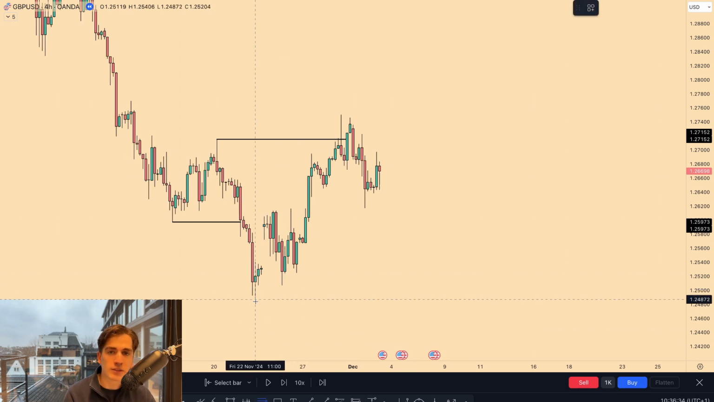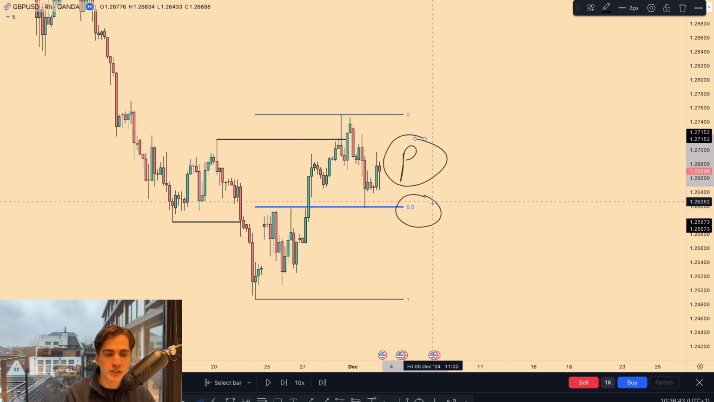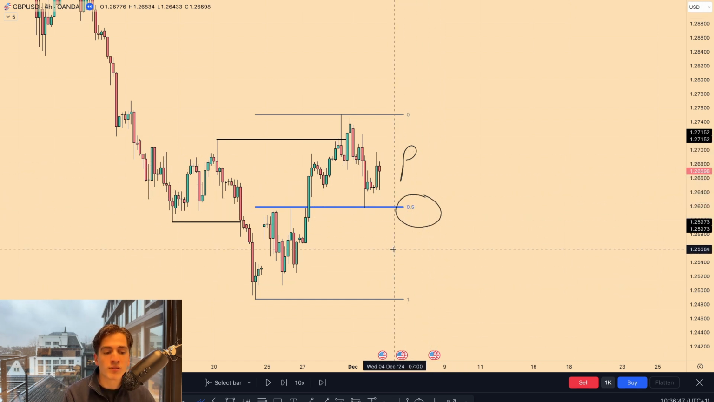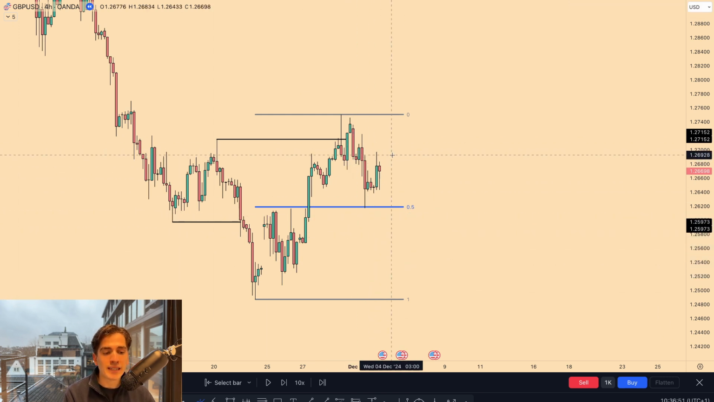And this straight away is going to be your second piece of confluence, which is called the PVD. And the PVD is very simply said premium versus discount. So everything above the 0.5 fib is your premium, and inside premium you're always happy to sell. Everything below the 0.5 fib is your discount, and you're only happy to look for buys. So we're currently trading inside premium, and therefore we're happy to look for a sell.